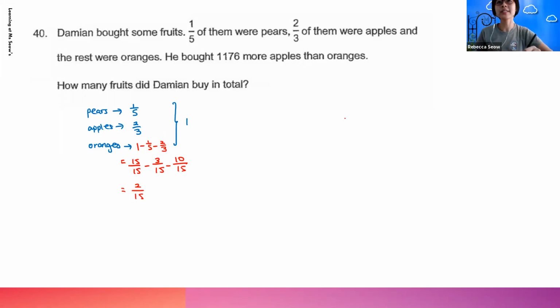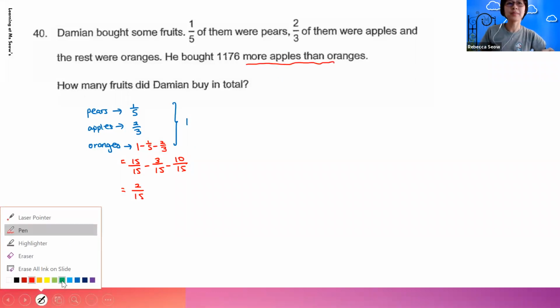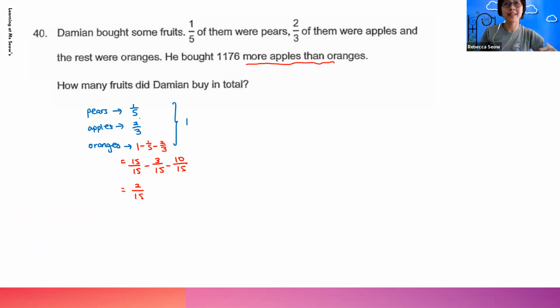Okay, now next the question says that he bought 1,176 more apples than oranges. So what does this mean? So by this you have to compare apples and oranges. Apples 2/3, oranges 2 out of 15. It's a bit difficult to compare 2/3 and 2 out of 15 because the denominators are different. So what we could do is we could change 2/3 into something out of 15, and that would make 10 out of 15. Okay, now, so now we can see he bought 8 out of 15 more apples than oranges.